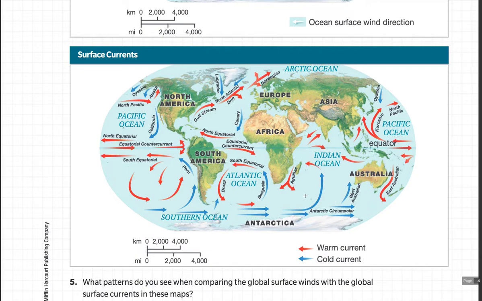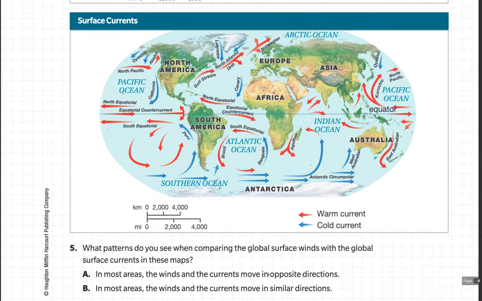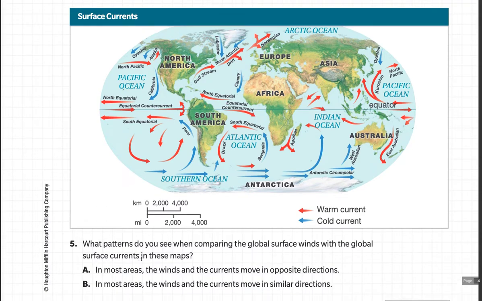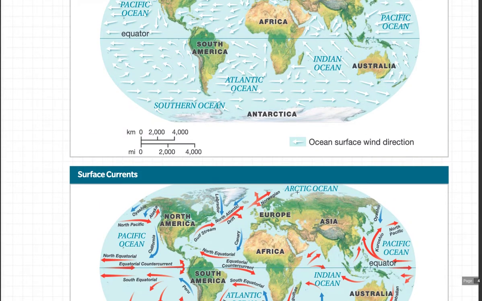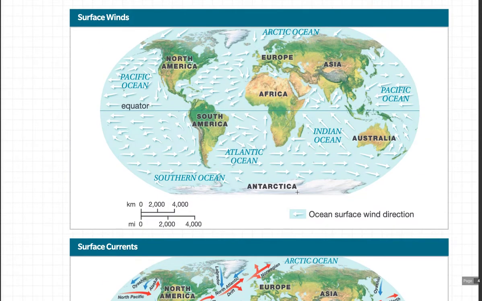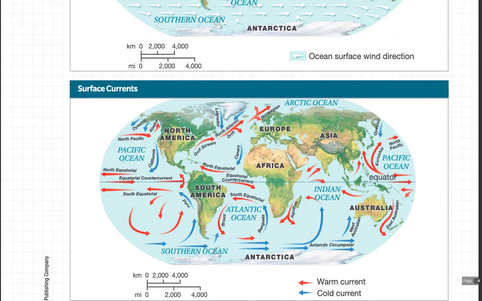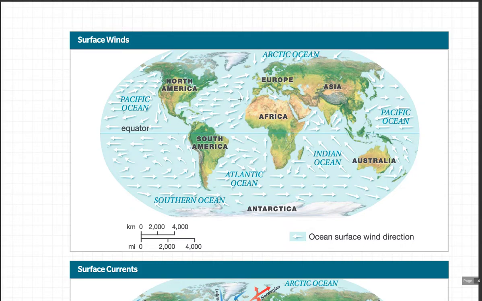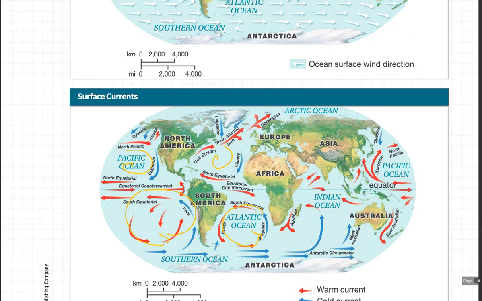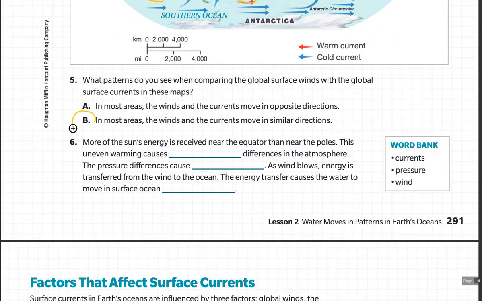Number 5 says, what patterns do you see when comparing the global surface winds with the global surface currents in these maps? If you look at them, they're mostly moving in the same direction, right? Look at this. You have these counterclockwise circles. Up in the northern hemisphere, you have these clockwise circles. And if you go up here, we have clockwise movement. We have counterclockwise swirls. So they're mostly moving in similar directions.